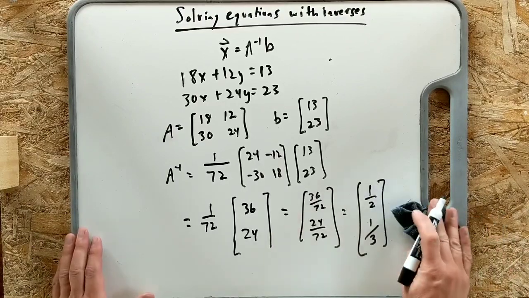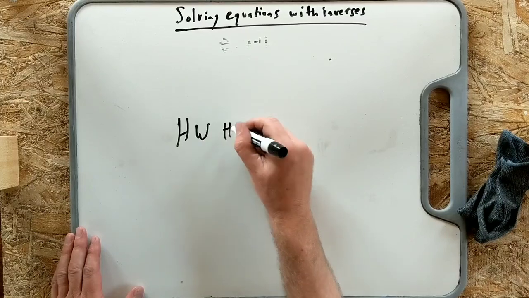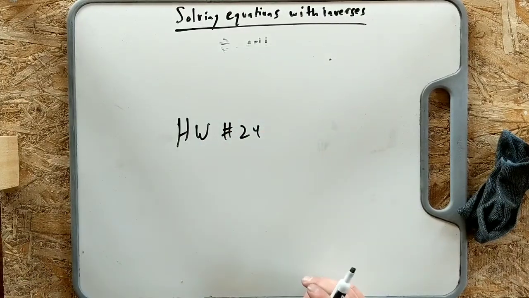Okay, that's it. Work on homework 24, which is matrix inverses. That's the last section of matrices. We'll have a review after this. Thanks for tuning in.